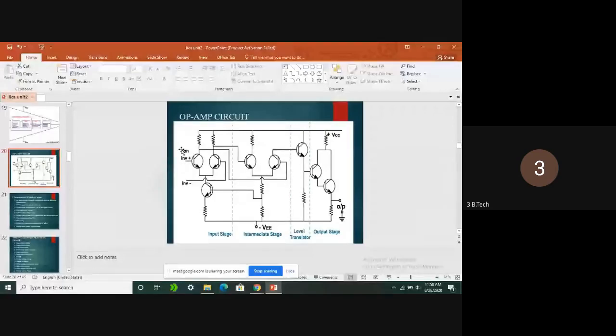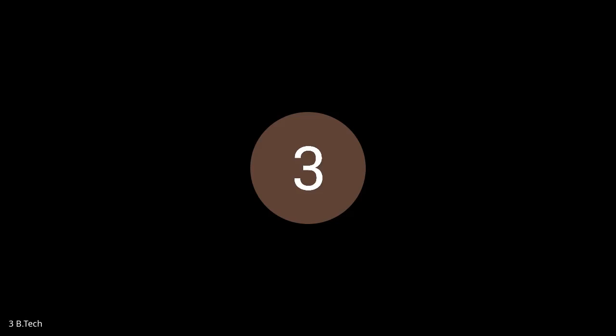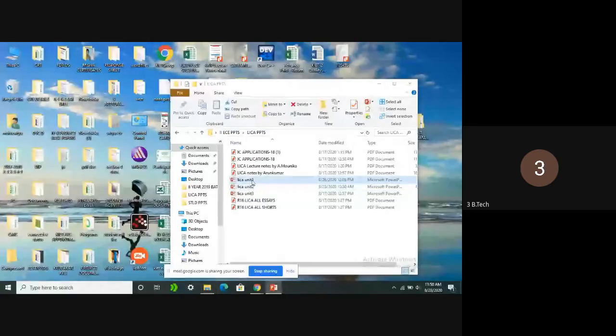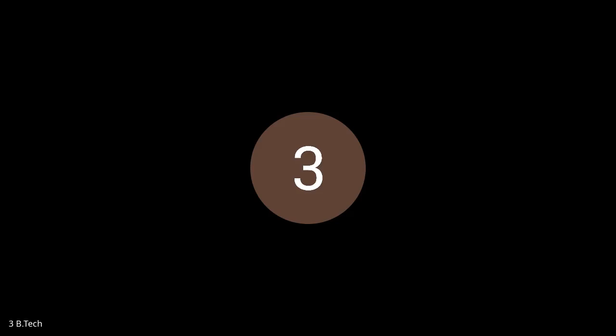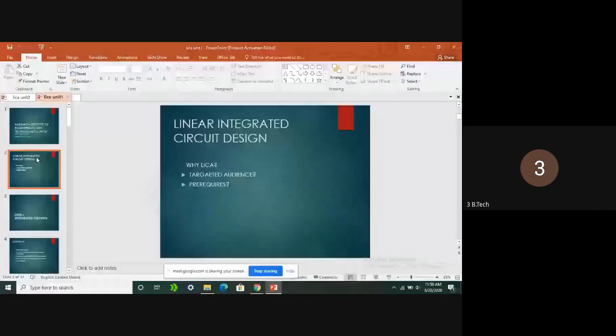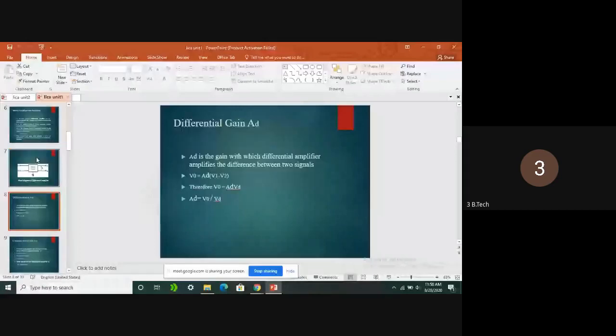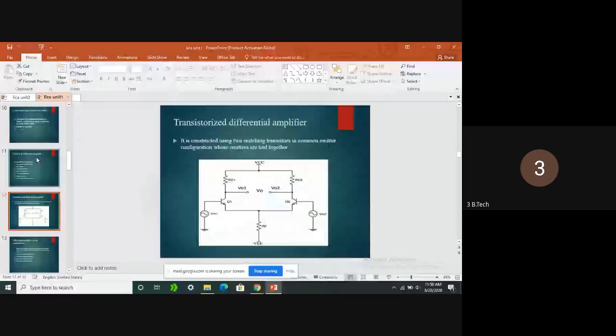So this is the differential amplifier. It has two input terminals, one non-inverting and another one inverting, so I will show it clearly. You can just wait. In the first unit, we learned very clearly the difference between common mode and differential mode.